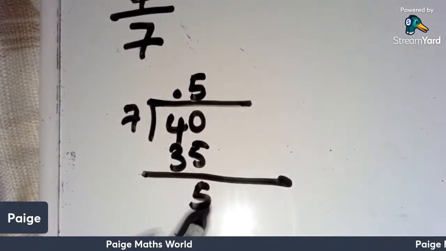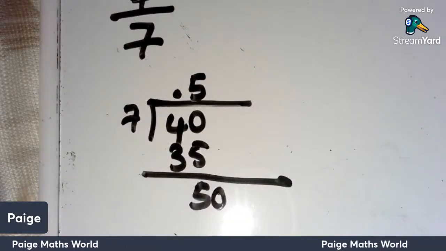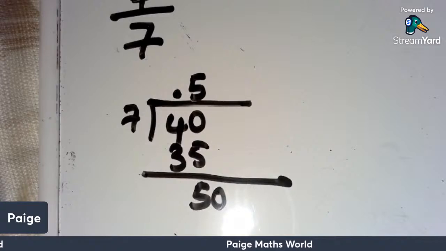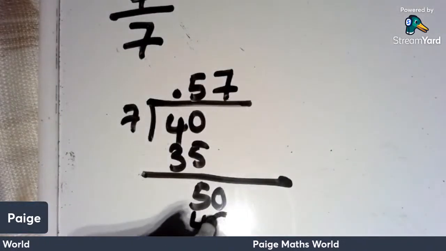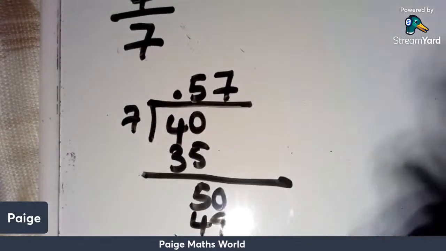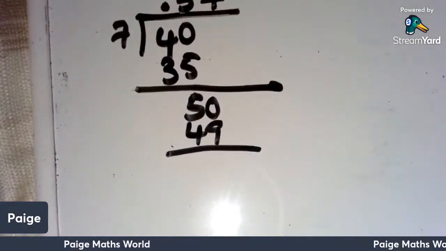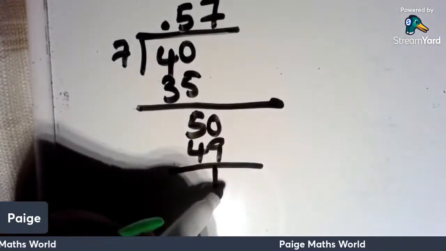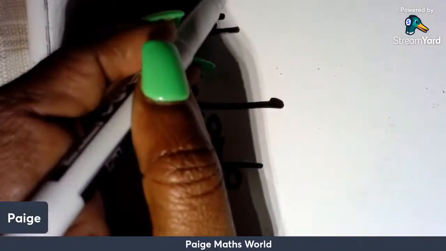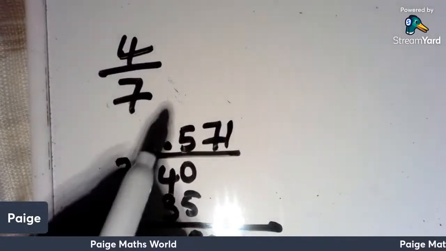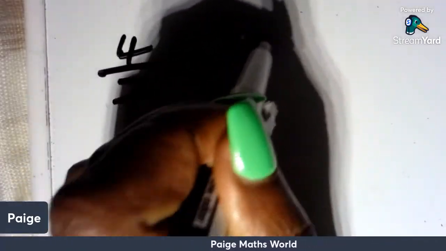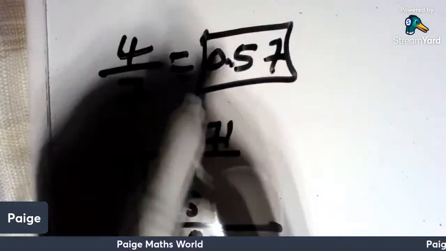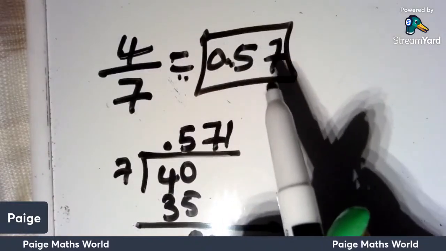And so 7 into 5 you can't. You put a 0. 7 into 50. How many times can you get 7 from 50? That is 7 times. 7 sevens are 49. And so we have 1. 7 into 1 you can't. You add a 0. 7 into 10 goes 1 time. So we're going to stop right there. And so the decimal for this is going to be 0.57. That's rounded off to 2 decimal places.